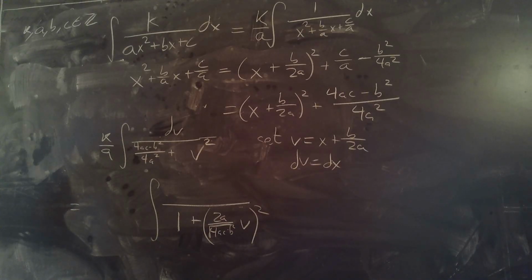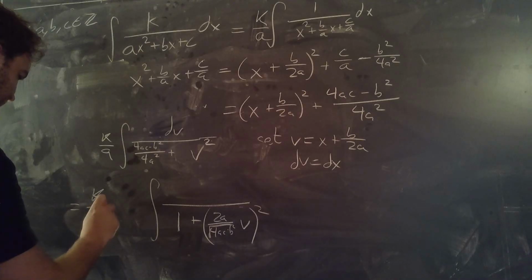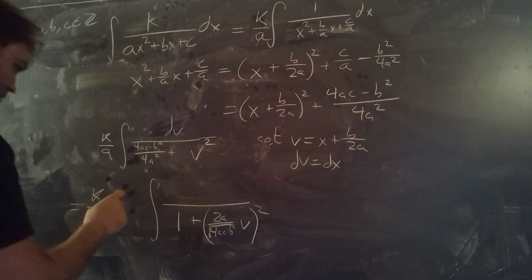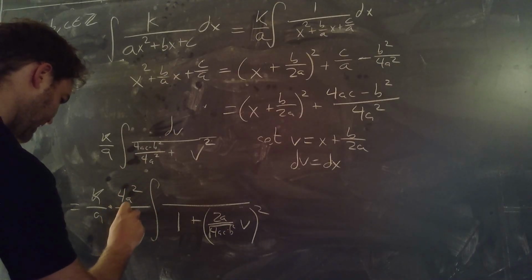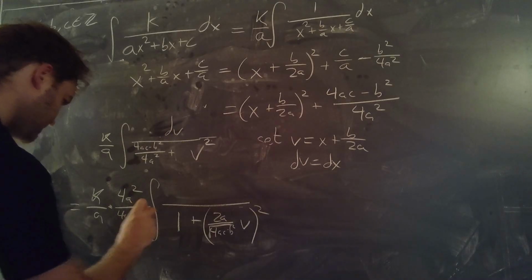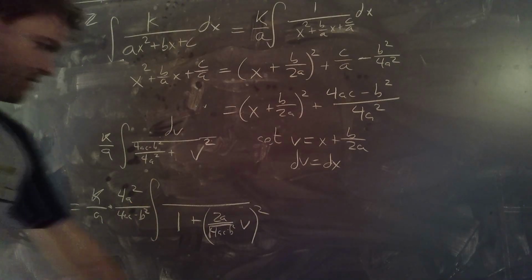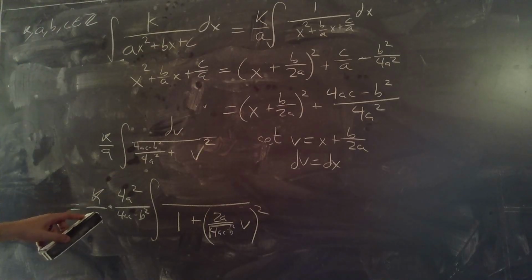And we multiplied everything by the reciprocal of this. So we're even multiplying the top by that, but we have the constant multiple rule here that allows us to just take that whole constant to the outside. So we'll write k divided by a times the reciprocal of this thing, 4a squared divided by 4ac minus b squared. Notice that we have an a on top and on bottom.